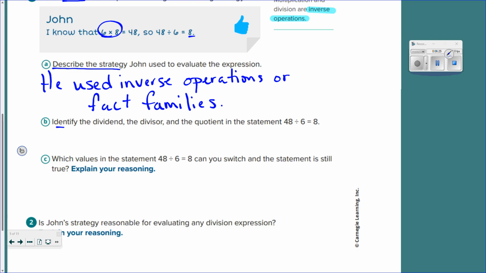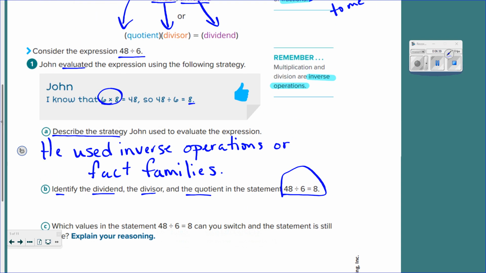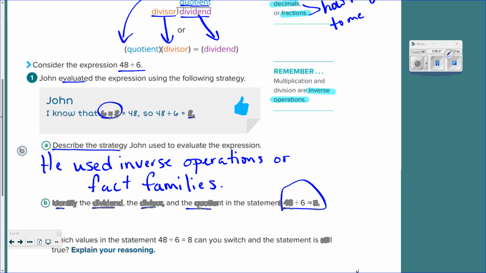So identify the dividend, the divisor, and the quotient in this statement. I'll give you guys 1 minute to do this by yourself. Write it right on your paper, right above the numbers. Okay, so the key on this is understanding what each of the numbers is, right? So the dividend is which number? 48. What I'm dividing up, right? So the dividend is the number I'm dividing up. That's the 48. The divisor is how many are going to be in each group, correct?